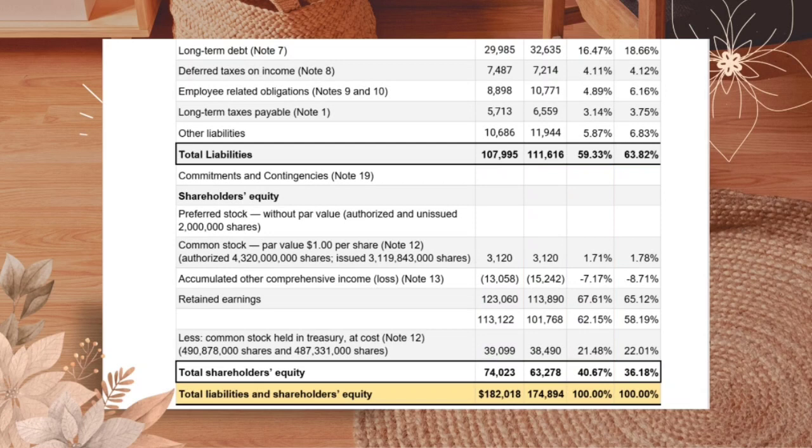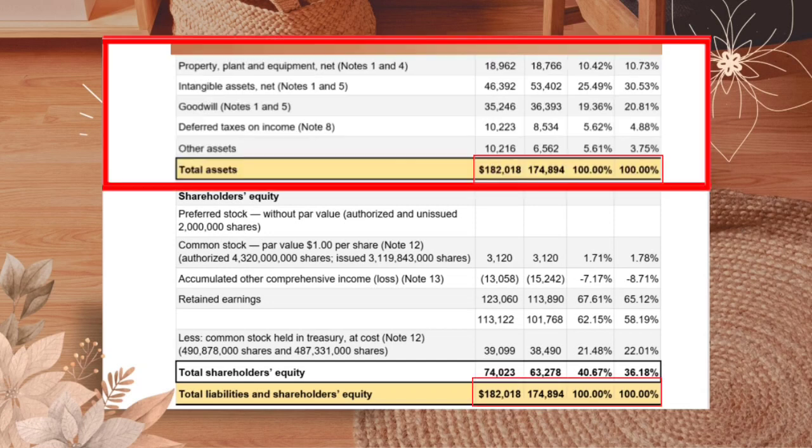Since this is a balance sheet, we are able to tell if our answers are correct if we look at the total asset and check if it is equal to the total liabilities and shareholders' equity. Looking at the total asset, we have here 182,018, and looking at the total liabilities and shareholders' equity, which is 182,018, it is equal and balanced, therefore it is correct.